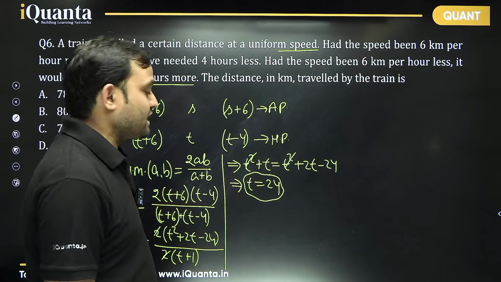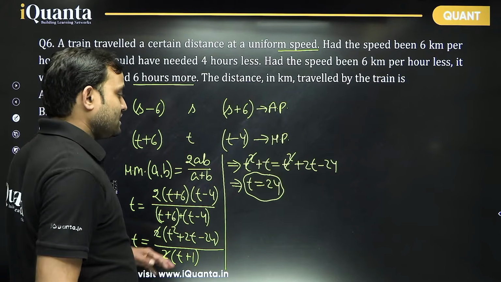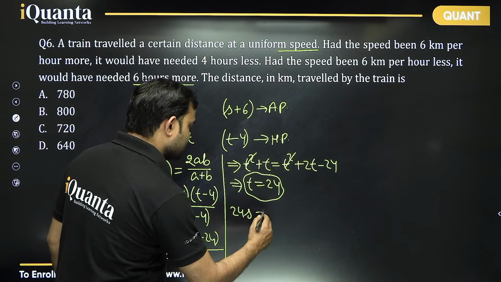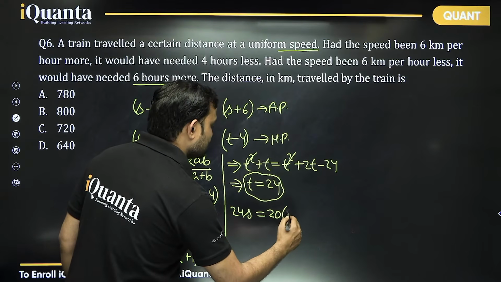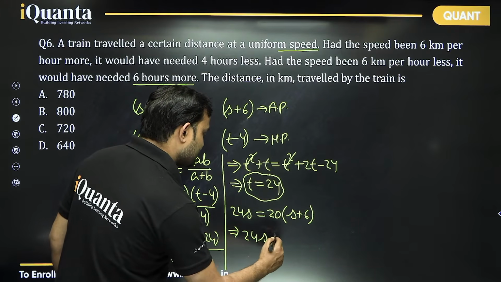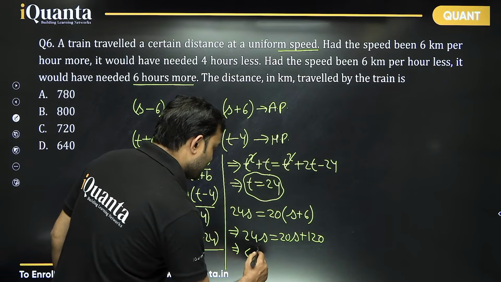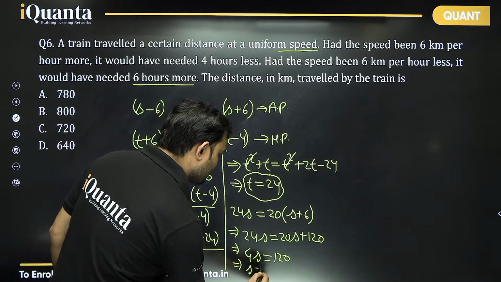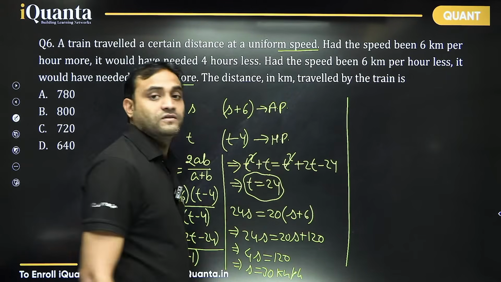If we got the value of t, we can equate any two equations, take these two or these two, it does not matter. So taking this as t, so 24s is equal to, taking this one, 24 minus 4 is 20 times s plus 6, or 24s is equal to 20s plus 120, or 4s will be equal to 120, or s is equal to 30 kilometer per hour.